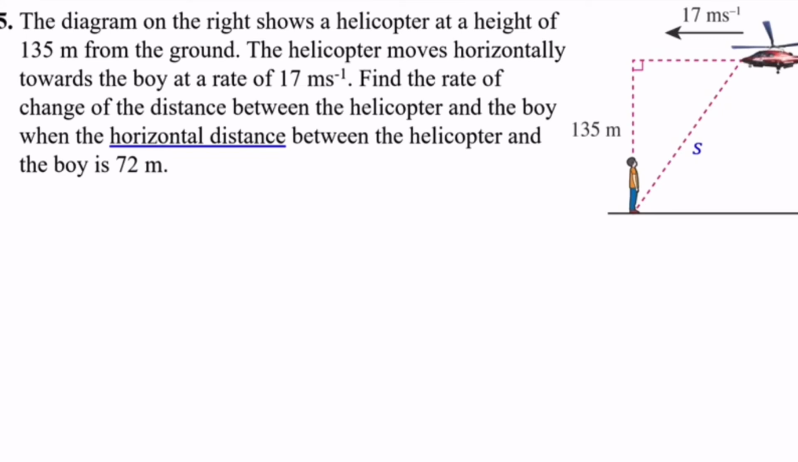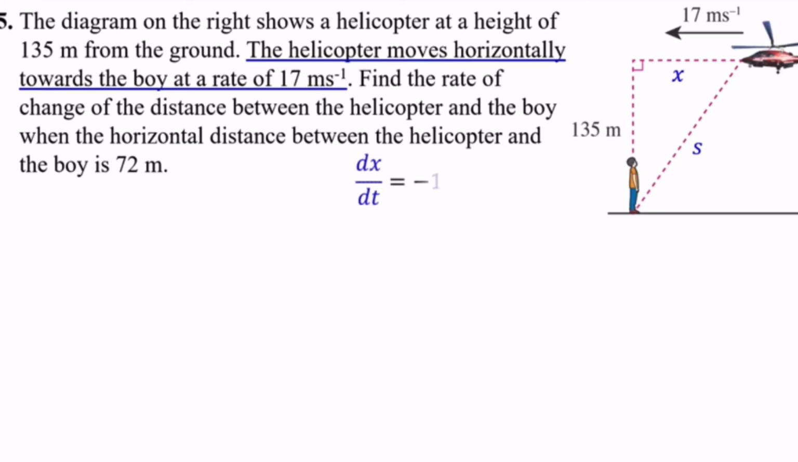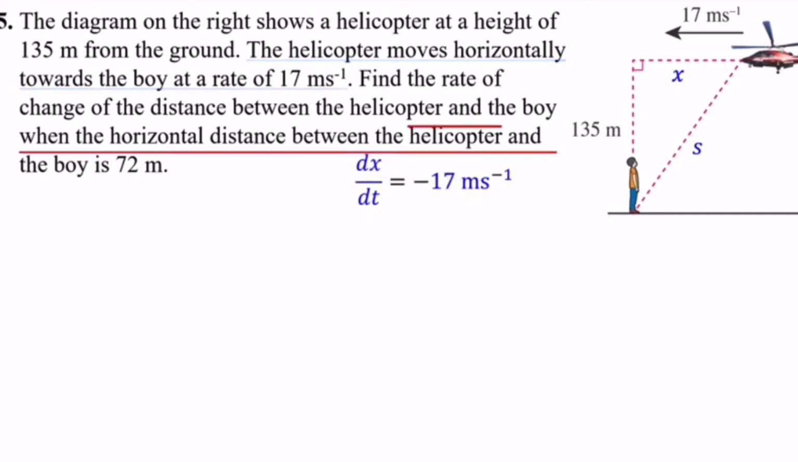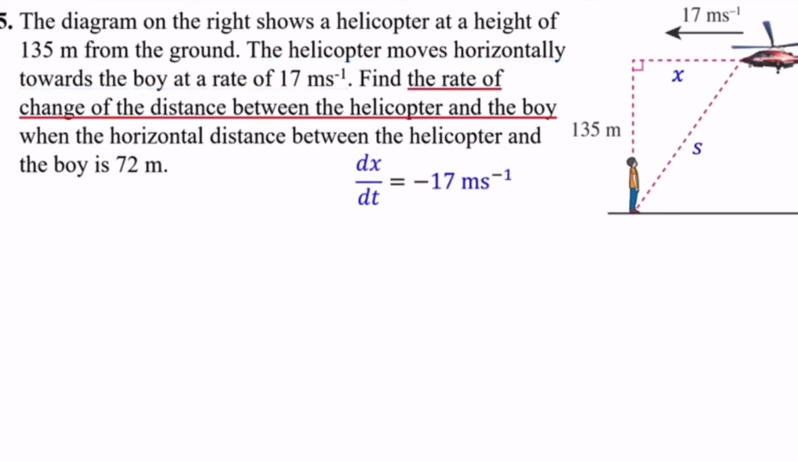The horizontal distance between the helicopter and the boy I label as X, because those are the two variables that are going to change, right? We are asked to find the rate of change of the distance between the helicopter and the boy when X is 72 meters. So how to do this? First of all, let's write down that the rate of change of X is negative 17 meters per second because the distance becomes less.